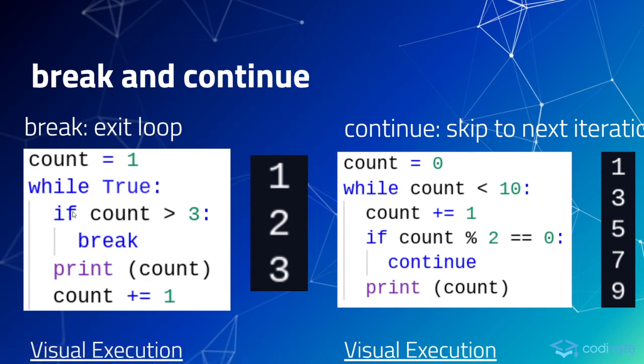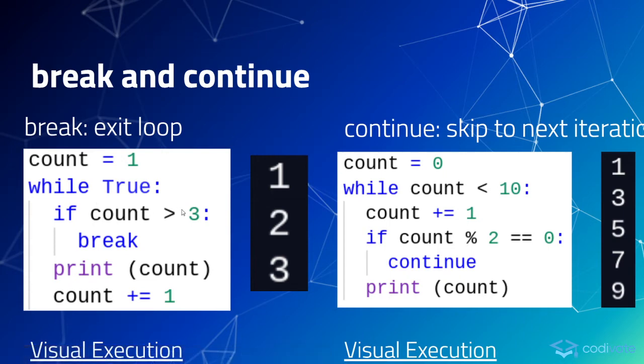We check again, is the value of count greater than 3? Well, it only has a value of 2, so it's not. We print it and increment it again, and it has a value of 3. Is 3 greater than 3? No, 3 is equal to 3. So once again, we print it out and increment it by 1. Finally, after that last incrementation, count now has a value of 4.